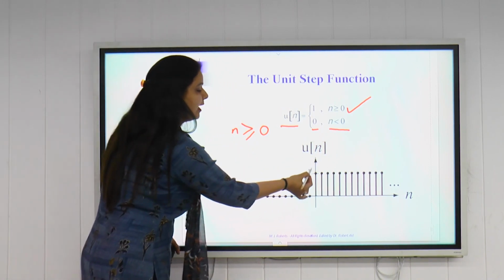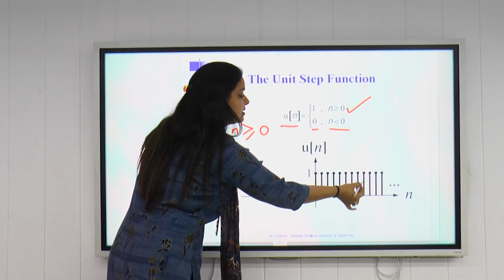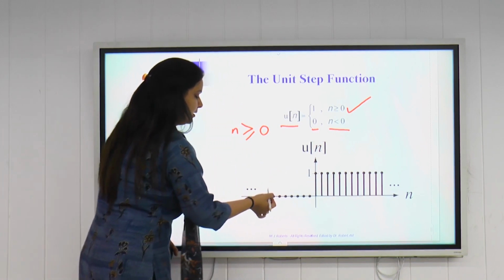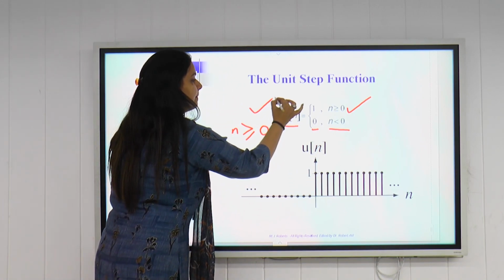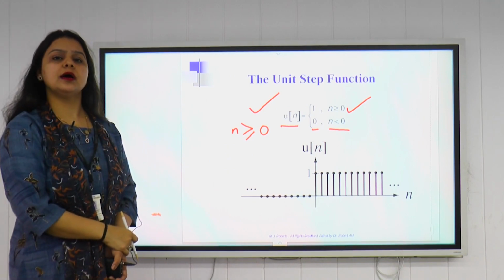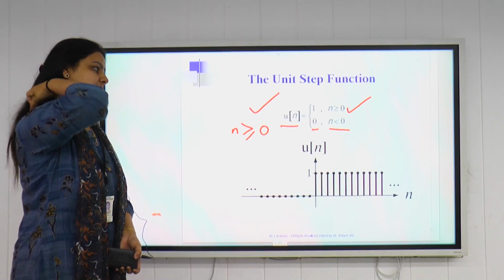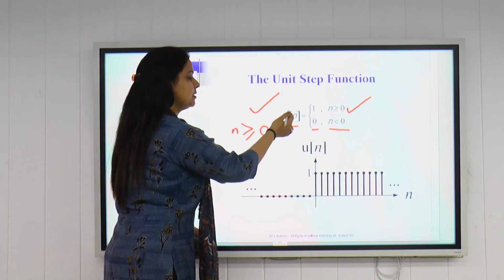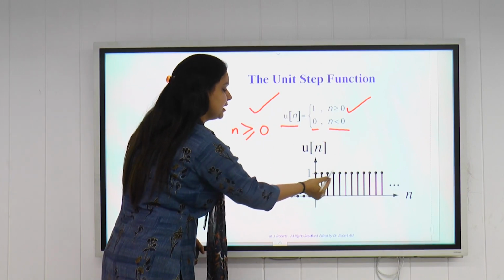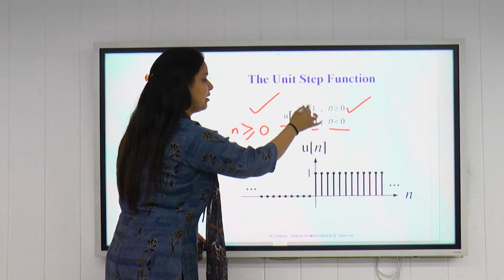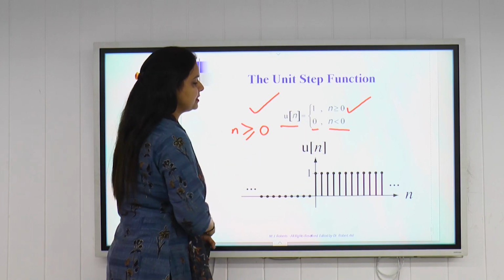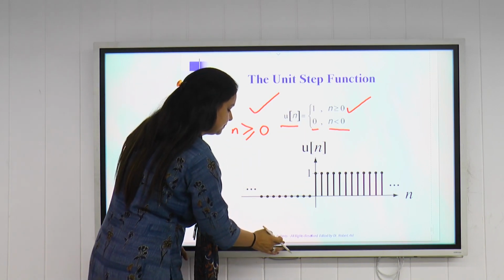So we can draw it like this. This is the graphical representation of the unit step, and this is the expression-based notation of how we denote the unit step. This is the graphical and mathematical representation of unit step signals.